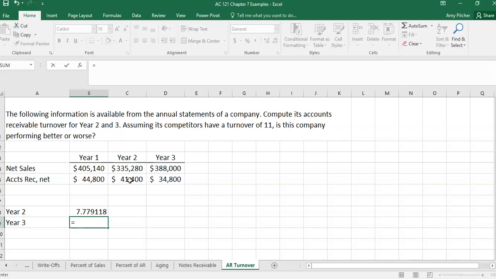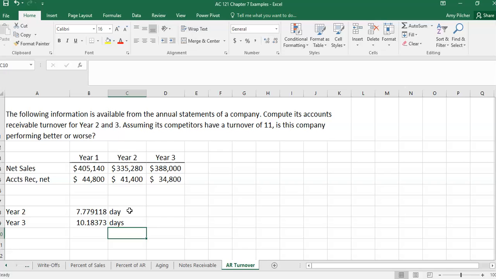And for year 3, we would take year 3 sales divided by year 2 accounts receivable plus year 3 accounts receivable divided by 2. So what we have is these are the number of days outstanding for our accounts receivable. So on average, it takes 7.77 days for our customers to pay us. And in year 3, we've moved up to an average of 10 days.